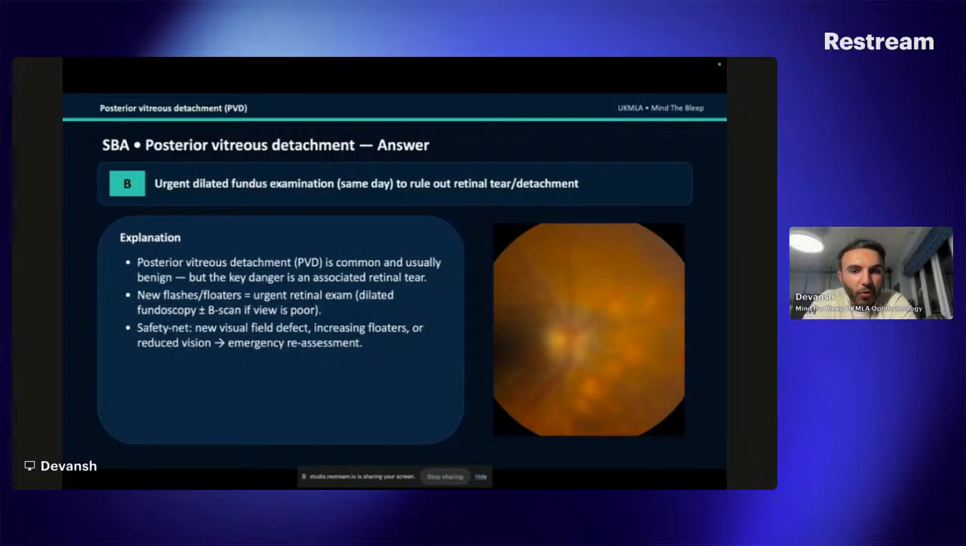If, for example, this patient doesn't have retinal detachment, then it would simply be a case of safety netting them and making sure that if any further symptoms or worsening of symptoms occurs, then they present back as soon as possible and seek medical advice.